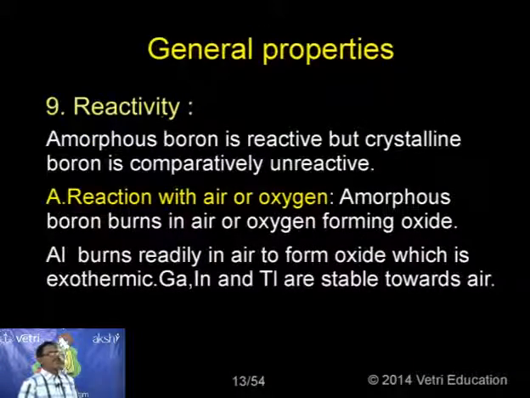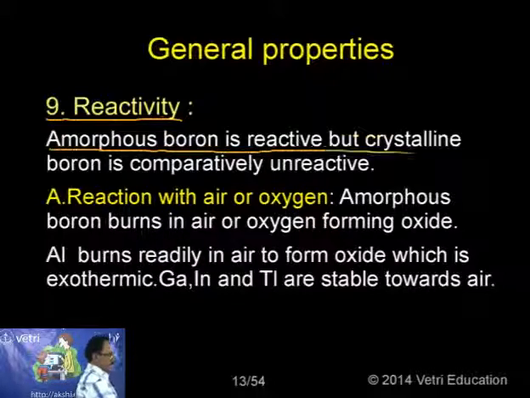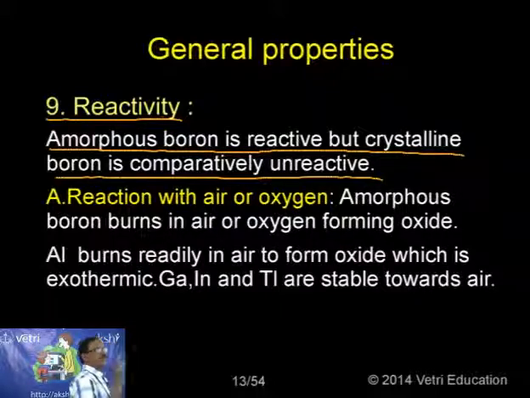Now let me come to the reactivity, another important property, reactivity of the metal and of the compounds. Under the first one, boron, the first member, it depends on the allotropic form. So amorphous boron is reactive, but the crystalline boron is comparatively unreactive. This is the interesting information regarding the reactivity of boron.